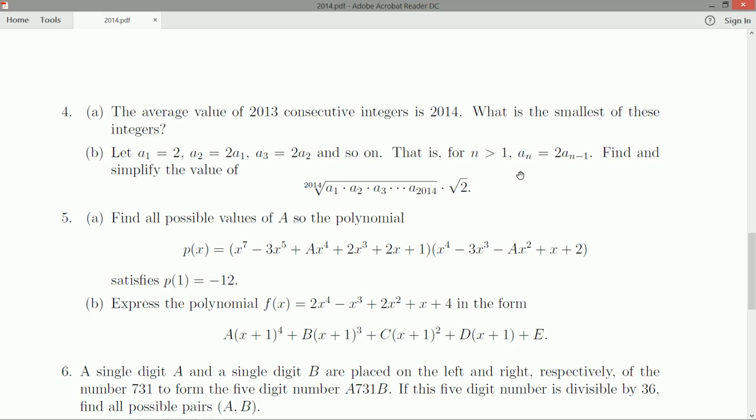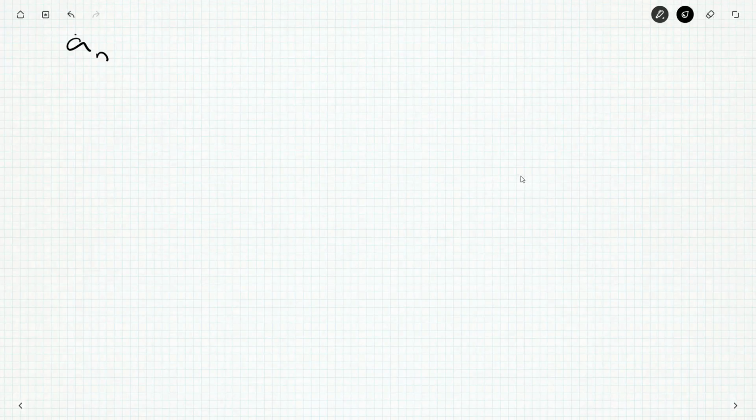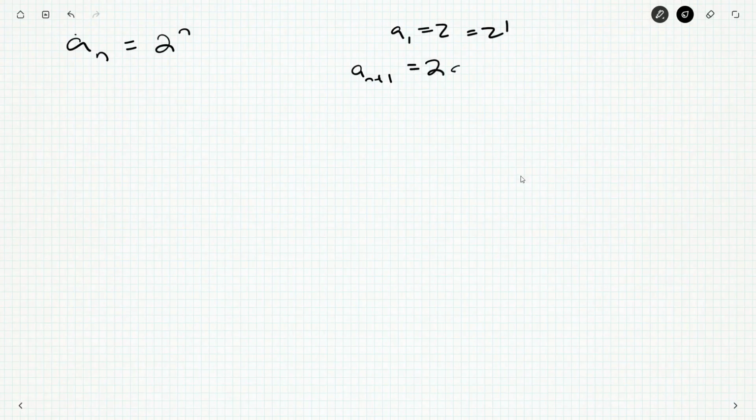Okay. So first observation, a_n is just 2 to the n. Okay. We can even prove this. a1 is 2, which is 2 to the 1. Now assume the formula is true for a_n. a_(n+1) is 2 times a_n. So that's 2 times 2 to the n. It's really 2 to the 1 times 2 to the n.